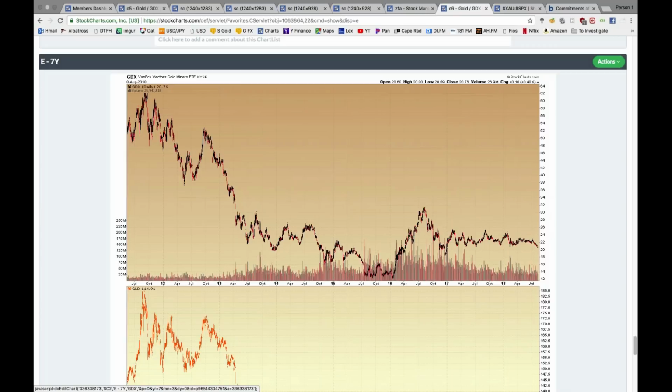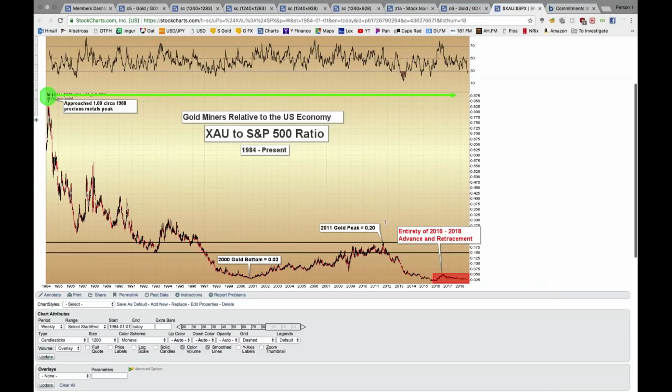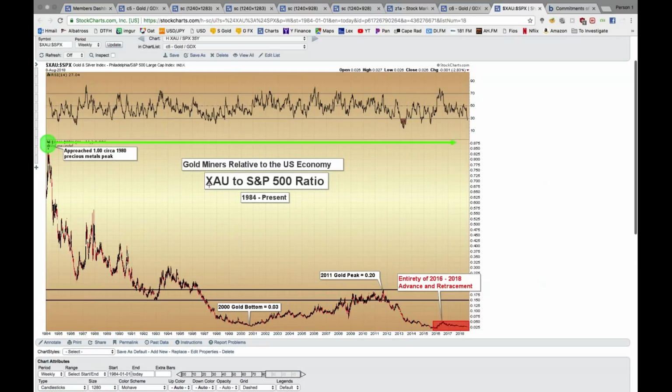Last chart that I do want to show really quick, and then I'll pull up the site, is this one. Just talking about the miners once again. This is one that'll really blow people away. We're looking at not the GDX right now. This is the XAU mining index, and the reason I'm looking at this one is because it goes back further in time. It goes back all the way to 1984.